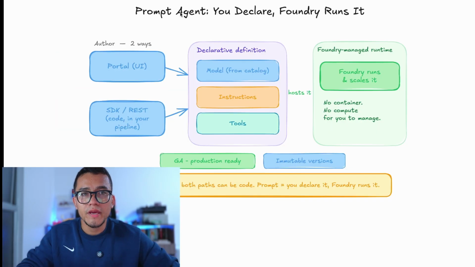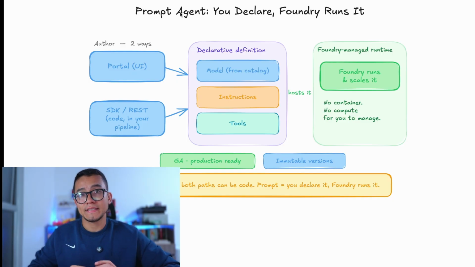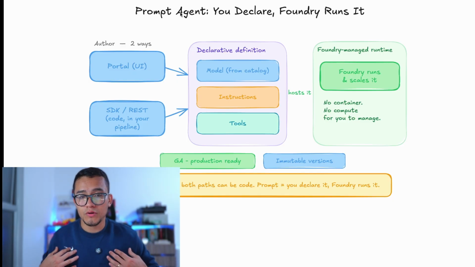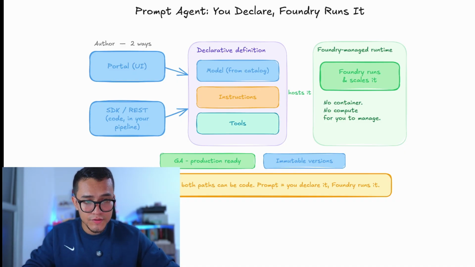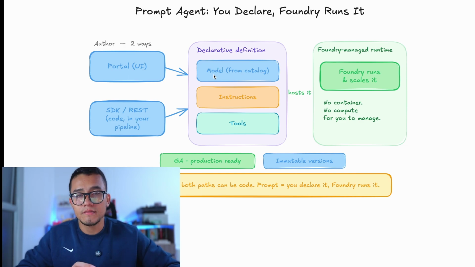I want to start with prompt agents because this is the one that has more time in the platform and is the only one of the three that is generally available at the time I'm recording this video. So prompt agents are GA, production ready today. A prompt agent is declaratively defined. We give a model, we give the instructions, we give tools, and also natural language prompts that drive the behavior of this agent. That is the whole thing.